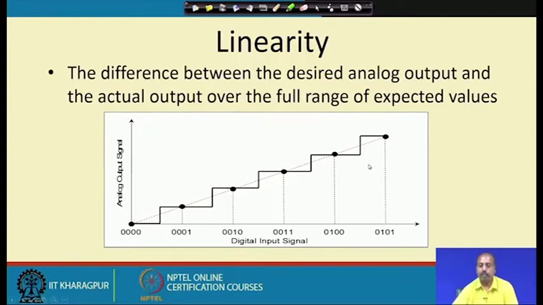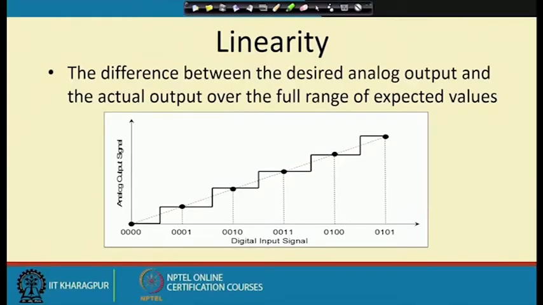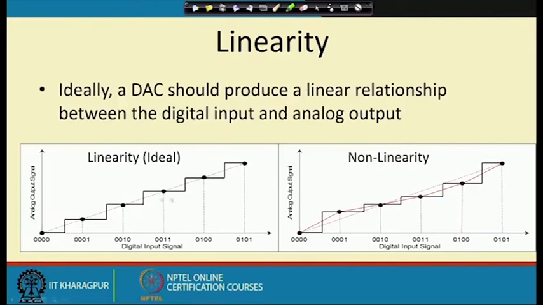So, it follows a linear pattern, but since this is ultimately some circuit, the resistances and the op amp will have their own properties. As a result, you may not always get this linear behavior, but however, we want this linear behavior. So, this is the linear behavior, this is the expected behavior.